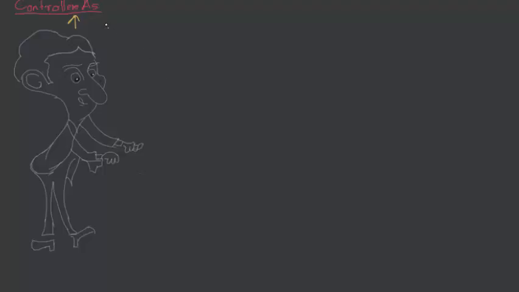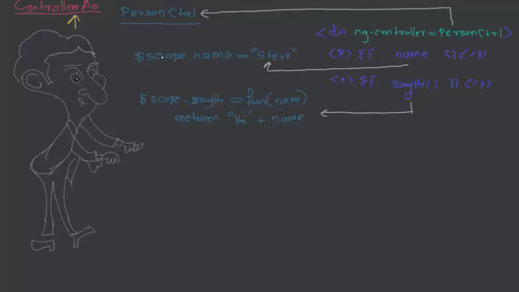Today we will discuss controller as syntax. Let us quickly review what we discussed last time. This is the person controller. Here we define a name attribute and a sayHi method. Inside the HTML, using the ng-controller directive, we give the person controller reference and access the name and sayHi. If you notice, there is no scope used in the view.